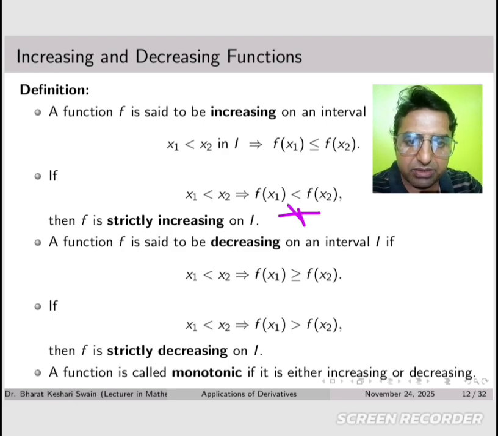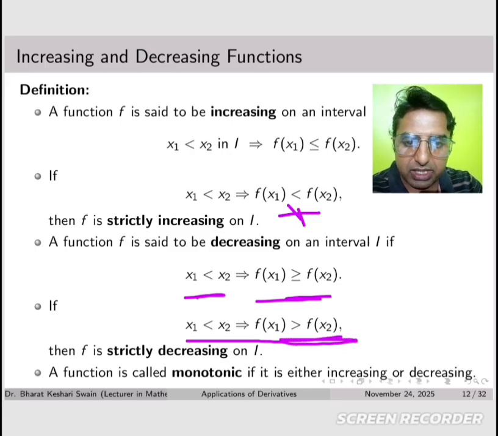Similarly, for a decreasing function, if x1 less than x2 implies f(x1) greater than or equal to f(x2), this is your decreasing. And if x1 less than x2 implies f(x1) greater than f(x2) only, not equal to, then f is strictly decreasing on I.